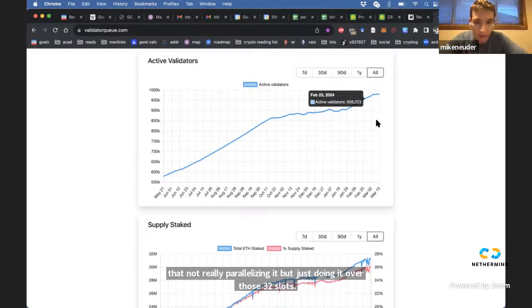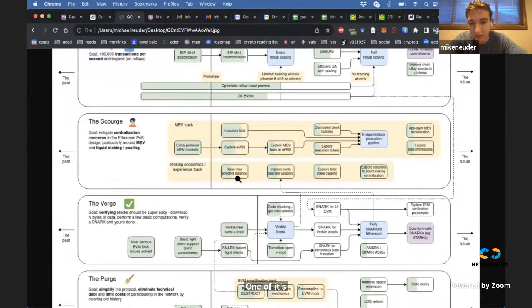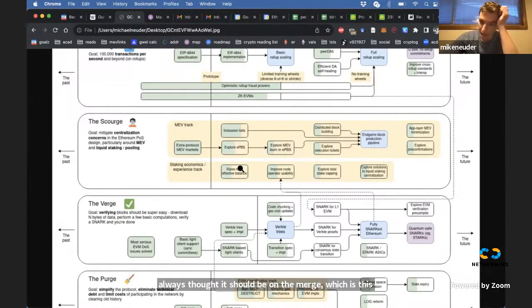So yeah, circling back to the roadmap, it's actually on the Scourge, but I always thought it should be on the Merge, which is this: raise the max effective balance. This is EIP-3074. This helps because it allows validators to have larger balances than just the 32 ETH. So right now, Coinbase, I see Ben is on here.